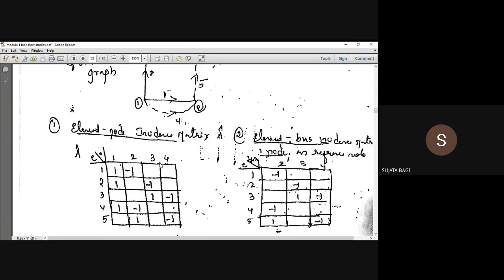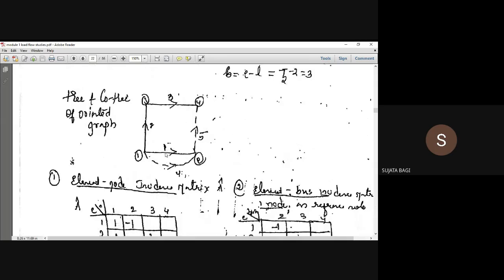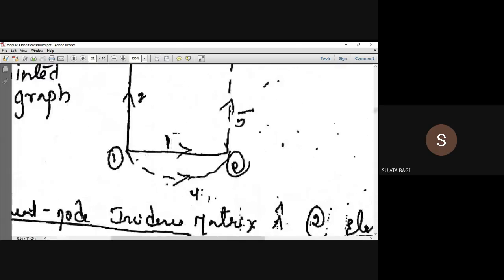Then how to form this? An element is nothing but a line. A line joined between 2 nodes, that is nothing but an element.